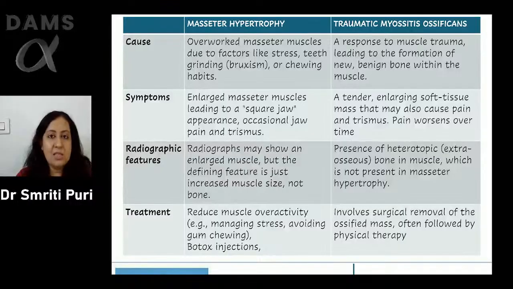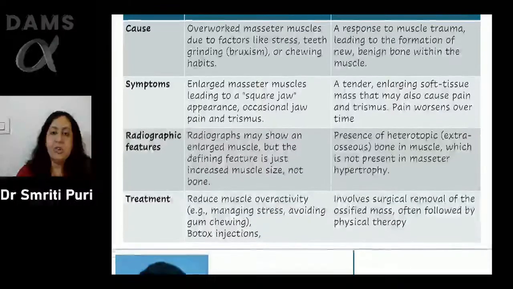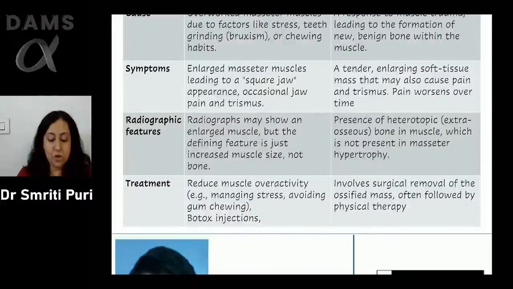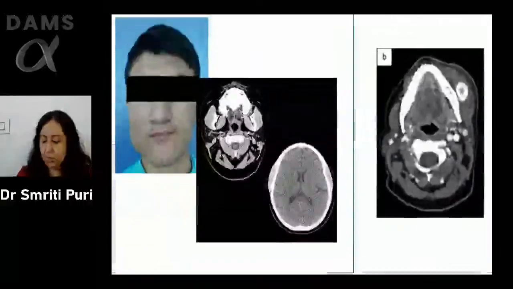And the treatment for masseter hypertrophy is to decrease stress, ask the patient to avoid gum chewing, and Botox injections to relax the muscle. And in traumatic myositis ossificans, you have to surgically remove the heterotopic bone which has formed in the muscle, after which you have to put the patient on physiotherapy. Okay. So the next slide, I have a few visuals.